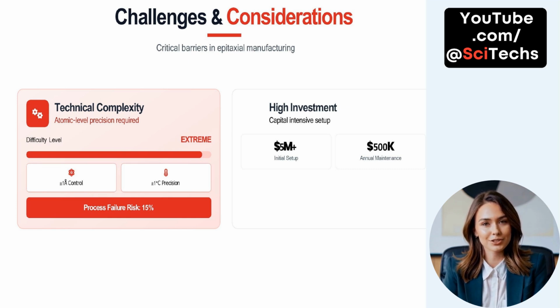Even small deviations can lead to a high process failure risk, estimated at 15%, which can result in defective wafers, costly rework, or material loss.